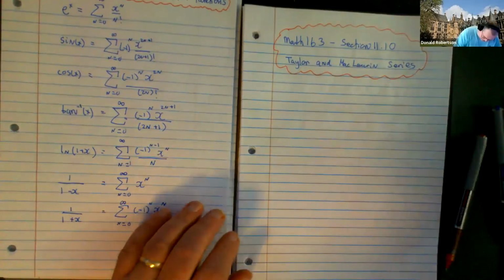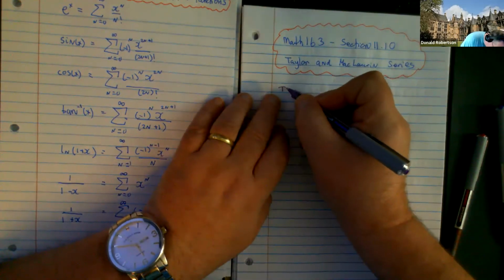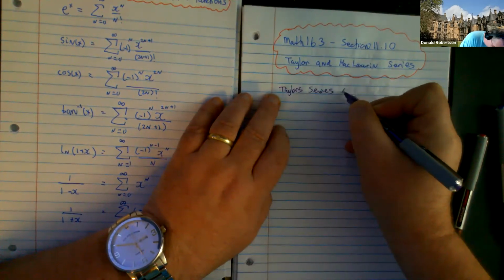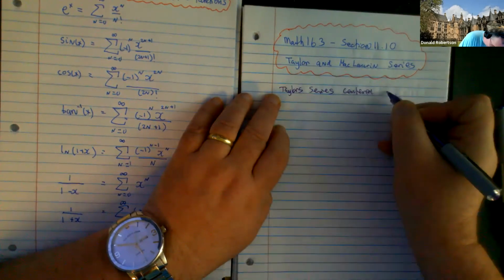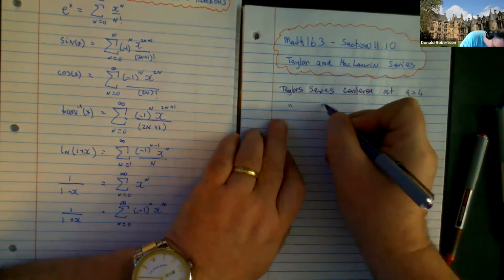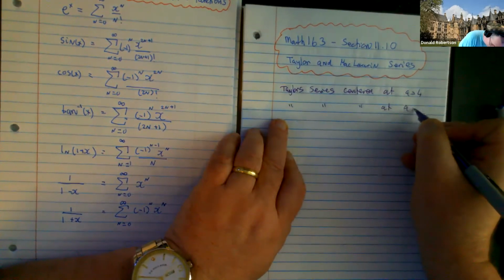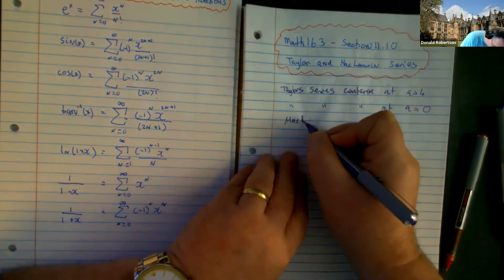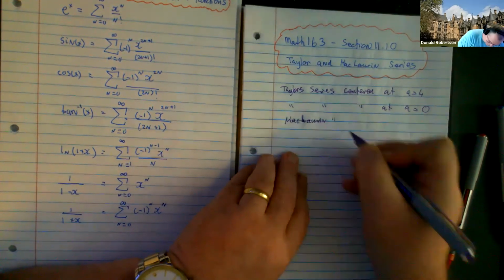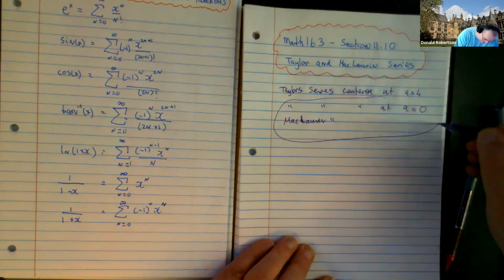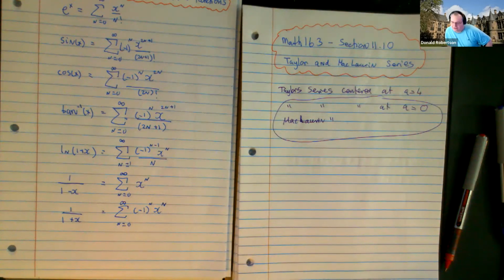What do I mean by that? If they say you have a Taylor series centered at a equals 4, that's okay. If they say you have a Taylor series centered at a equals 0, and they say you have a Maclaurin series, they're actually the same thing. Isn't a Maclaurin series just a Taylor series centered at 0?